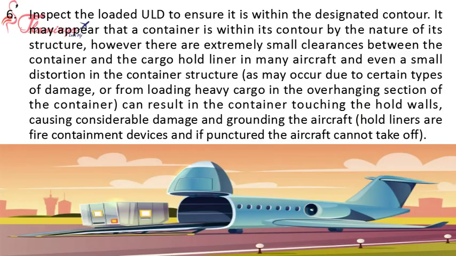Inspect the loaded ULD to ensure it is within the designated contour. It may appear that a container is within its contour by the nature of its structure. However, there are extremely small clearances between the container and the cargo hold liner in many aircraft, and even a small distortion in the container structure, as may occur due to certain types of damage, or from loading heavy cargo in the overhanging section of the container, can result in the container touching the hold walls, causing considerable damage and grounding the aircraft. Hold liners are fire containment devices, and if punctured, the aircraft cannot take off.